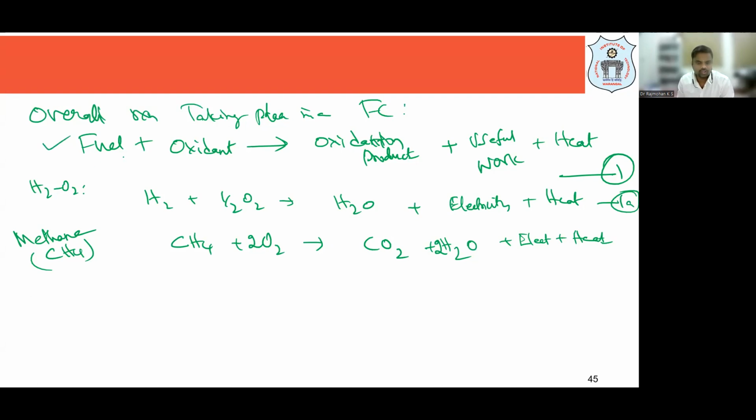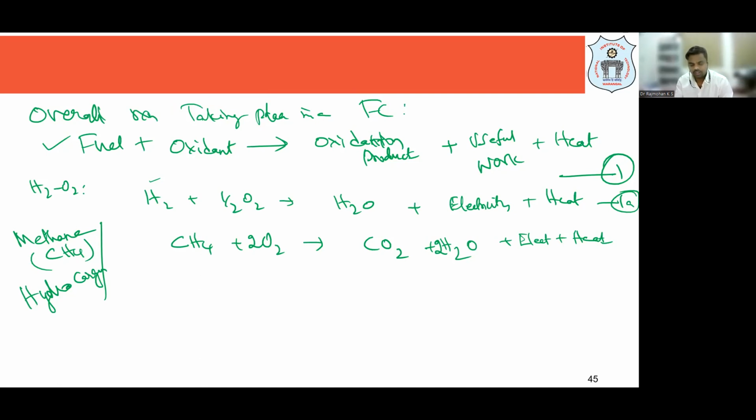If you know that fuel plus oxidant gives oxidation product plus useful work plus heat, we will be able to write the reaction whatever the fuel given. You know that any hydrocarbon can be used, right? Any hydrocarbon or any gas, biogas, given as the fuel, we should know how to write the reaction and balance it. And we know that for a hydrogen fuel cell, H plus ions will be flowing through the electrolyte from the anode side to the cathode side, and we know the reaction taking place also, right?